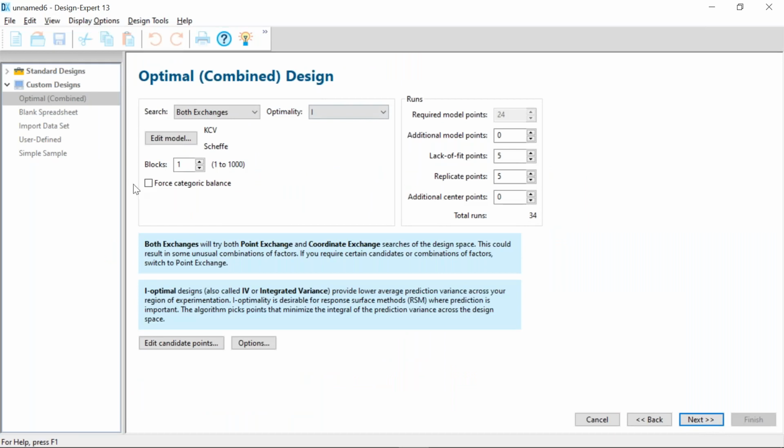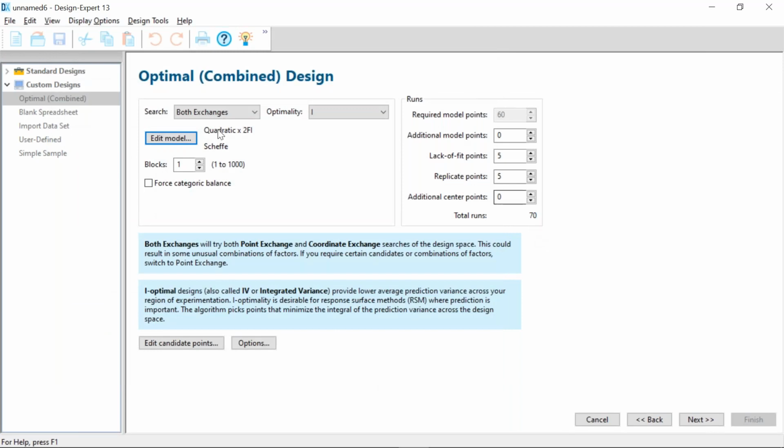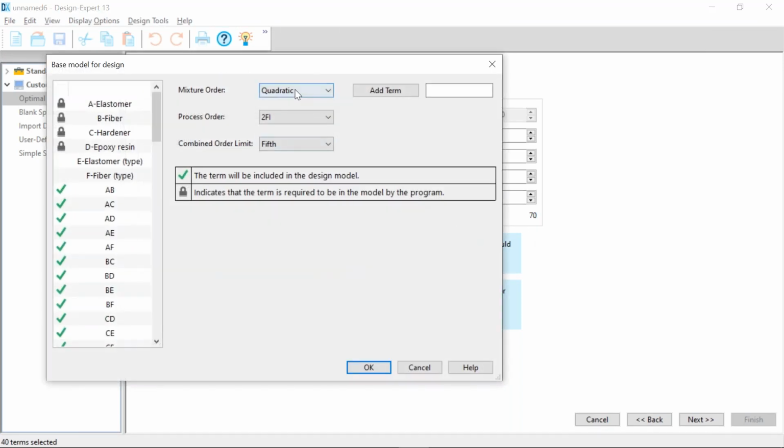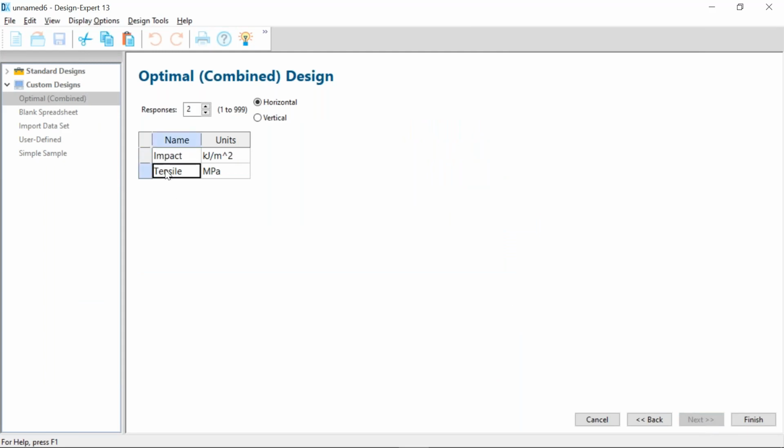Okay, now this is an optimal design, and we're using something called a KCV, or Kowalski-Cornell-Vining model, which is a really cool way of reducing the number of possible combinations, but still getting an idea of interactions between the mixture and the categoric factors. So it actually reduces the number of runs quite a bit compared to an old-fashioned cross model. If we did quadratic by 2FI, it would go up to 70. But by using the special KCV model, we're able to reduce it down to only 34. So that's another advantage. Here are the 2 responses.